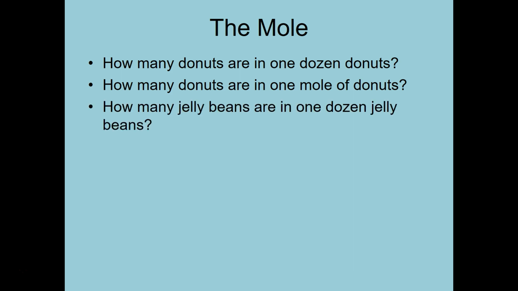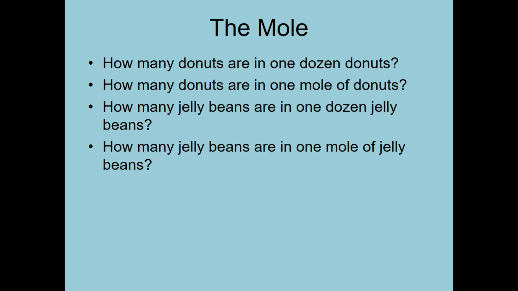How about jelly beans? If I ask you to give me 1 dozen jelly beans, how many jelly beans would you give me? You'll give me 12, because a dozen is still 12, whether we're talking about donuts or jelly beans. How many jelly beans are in 1 mole of jelly beans? 6.02 times 10 to the 23rd, because a mole is still a mole, whether we're talking about donuts or jelly beans.